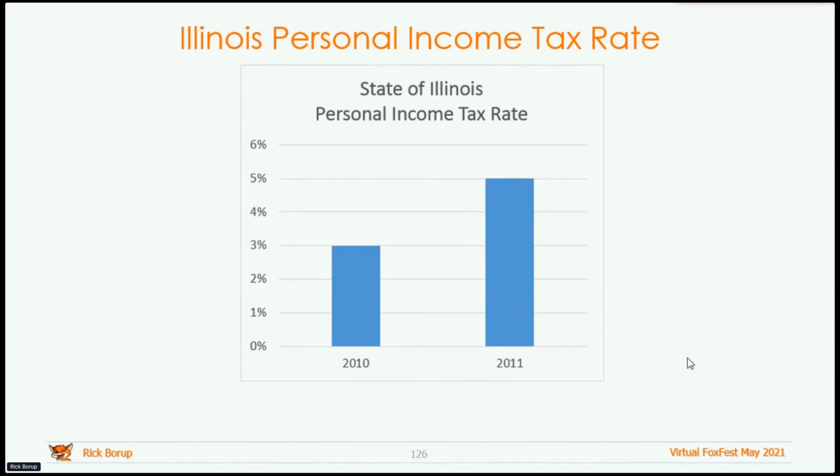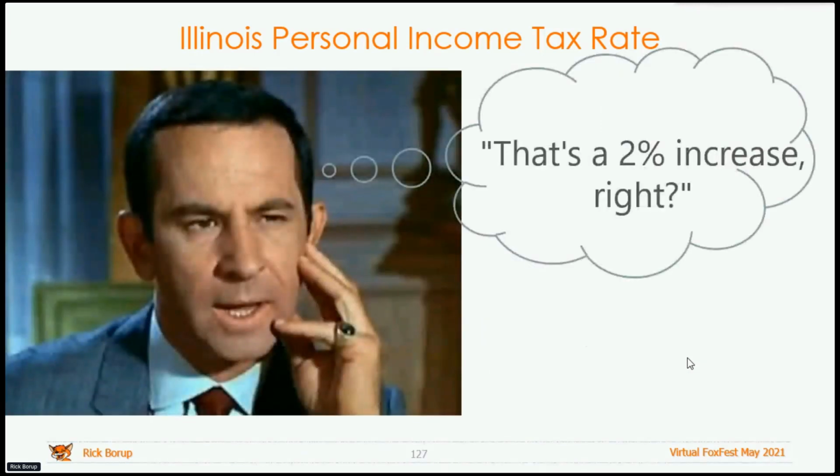Illinois has a flat tax personal income tax rate. In 2010, that rate was 3%. It was proposed that it be raised to 5% for 2011. So there's the difference. And the people who wanted to sell the increase, who supported the increase, some of them said, well, that's a 2% increase, right? From 3% to 5%, that's a 2% increase. That's not very much. Nobody can complain about a 2% increase.